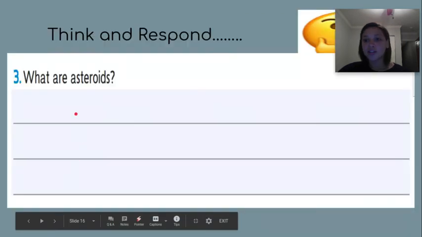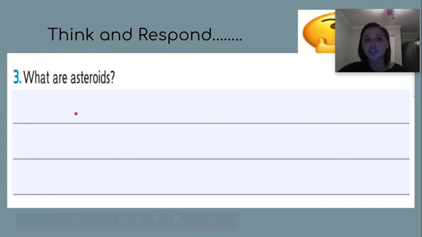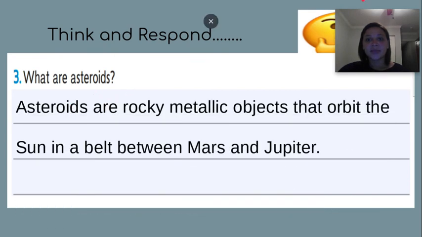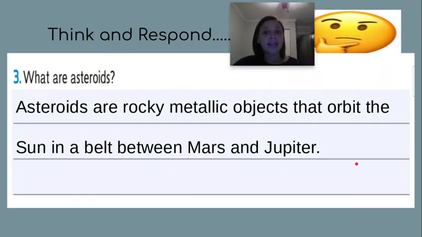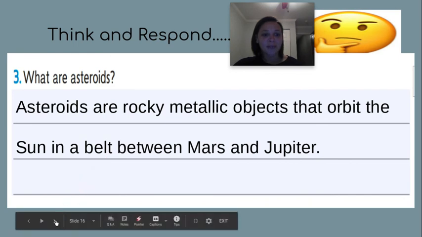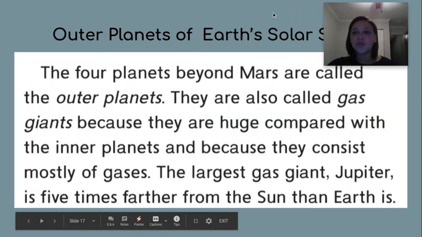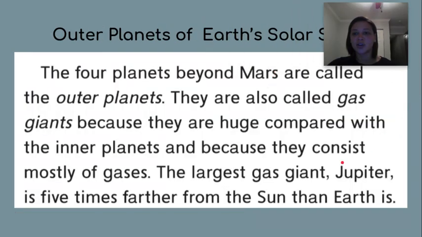So what are asteroids? They are rocky, metallic objects that orbit the sun in a belt between Mars and Jupiter. This belt is called the asteroid belt. We're going to be talking more about that today in this lesson and in the next lesson as well. So remember that word, asteroid belt. Very good. Now we're going to move on to the outer planets of the solar system.